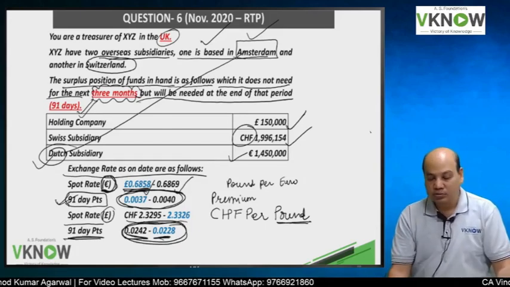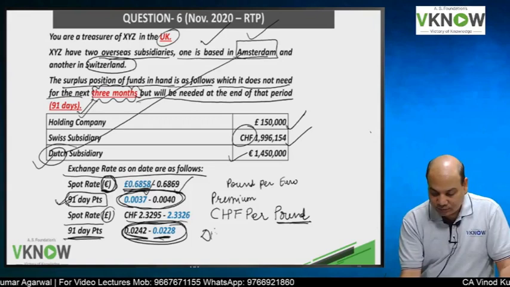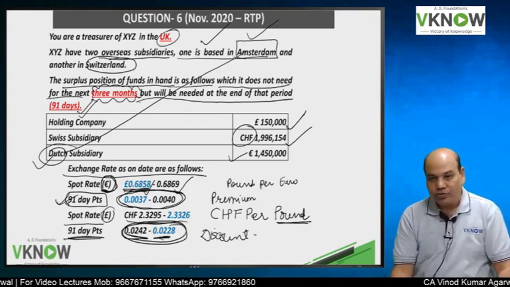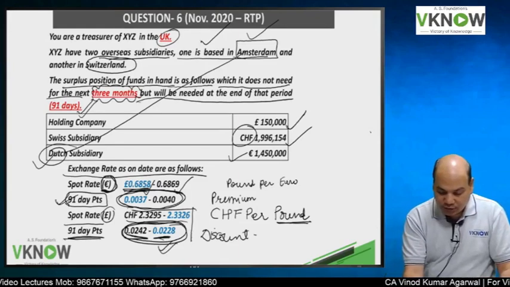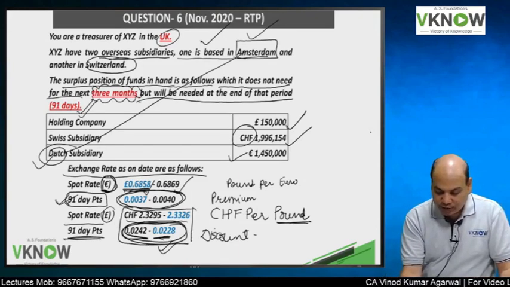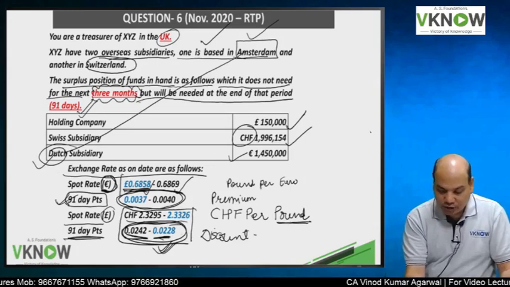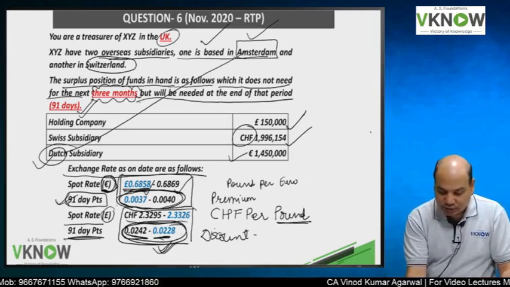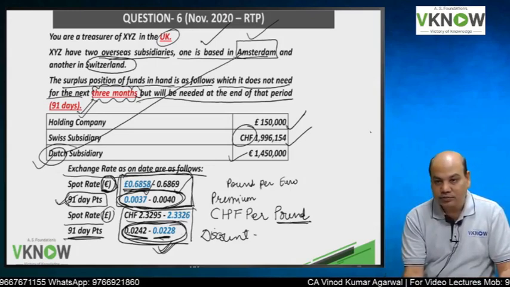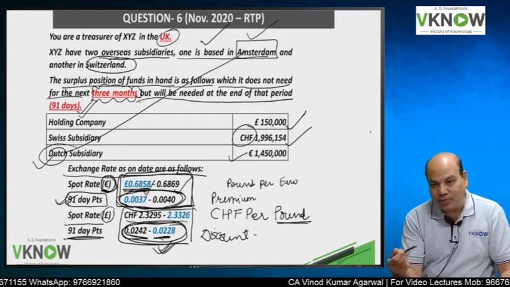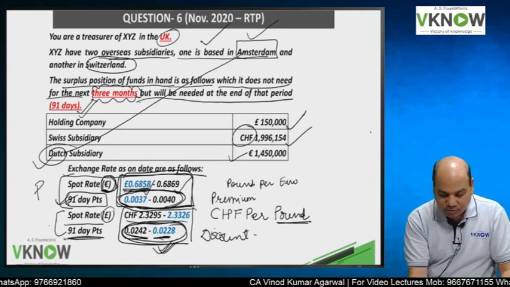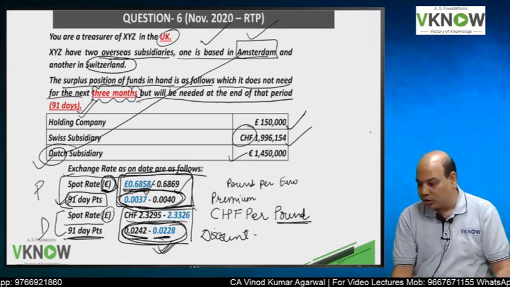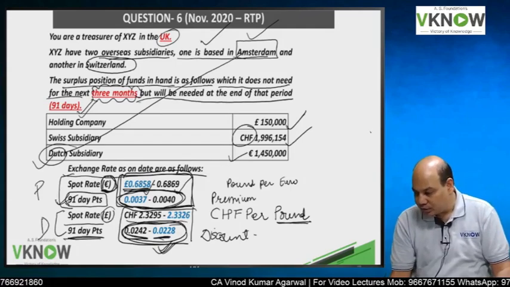Pound is at a discount. Why is it at a discount? Because it is in descending order. So while calculating the 91-day forward rate, you will deduct the discount. And here, while calculating the 91-day forward rate, you will add the premium. So it is a very interesting question. This is premium, this is discount, so accordingly you will do the adjustment.